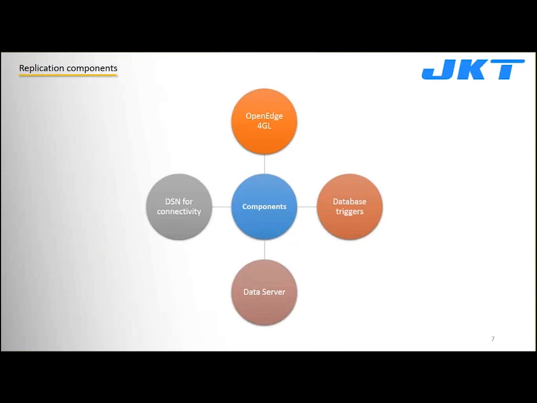The next component of a replication tool is writing the triggers for the Progress database or setting up change data capture to prepare the replication queue. The next major component is the Progress OpenEdge Data Server and DSN. Data Server and DSN together help to establish a connection and move the data from the Progress database to any foreign database.